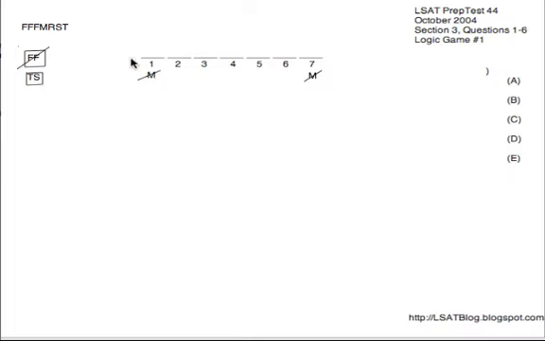And finally, M is not on 1 and M is not on 7. If you wanted to, you could put down S is not on 1, T is not on 7. I'm not going to bother. But anyway, that's our initial setup for the game.